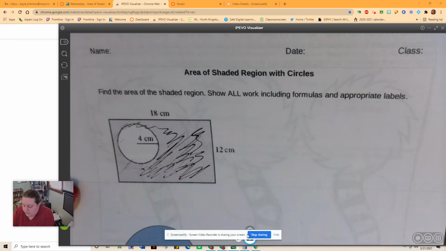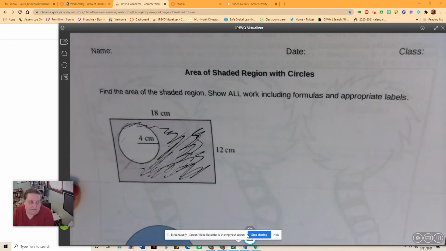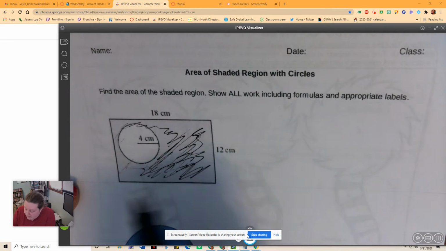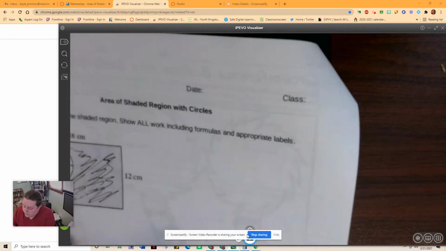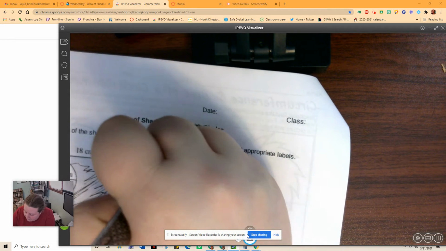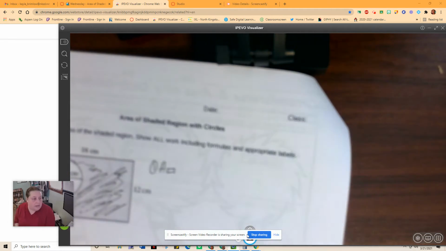Now, I don't have a formula to find the area of this specific shape with the circle cut out of it. But what I do know is how to find the area of a circle, and I know how to find the area of a rectangle. And then to just get this space around it, I would subtract or find the difference. So this is a 3-step process. Step 1, I'm going to find the area of the rectangle, okay?